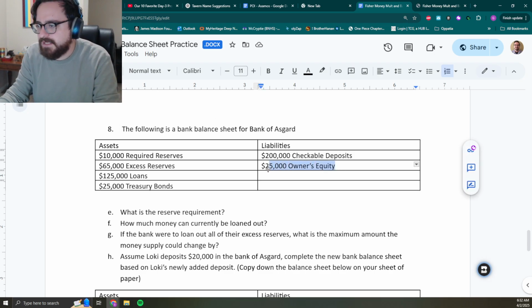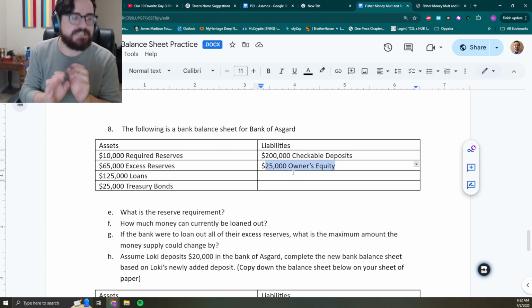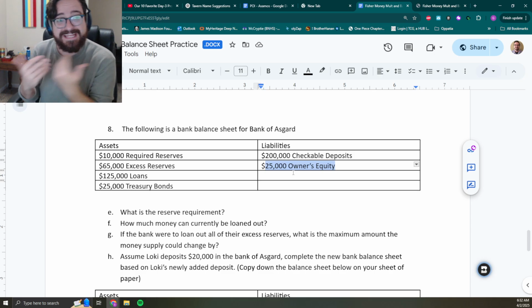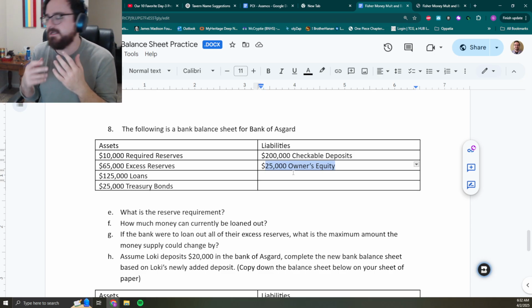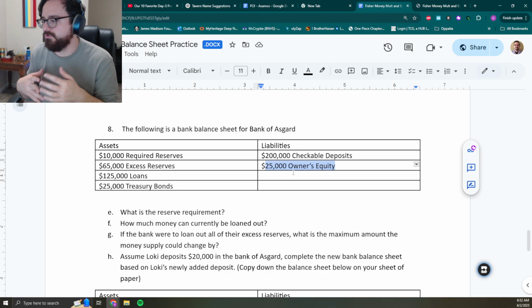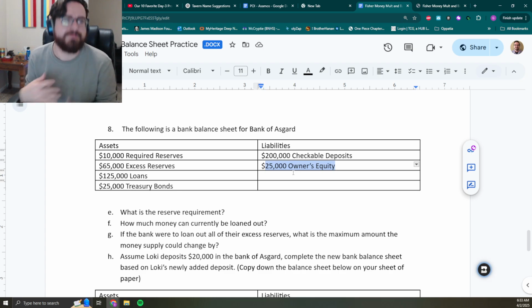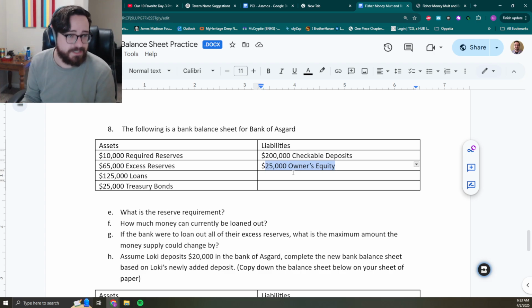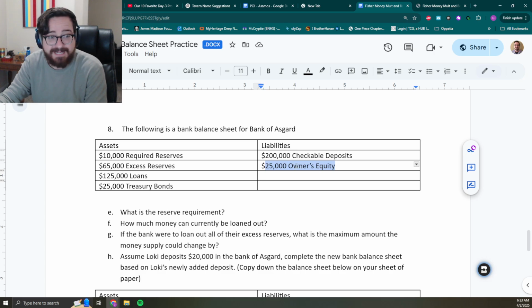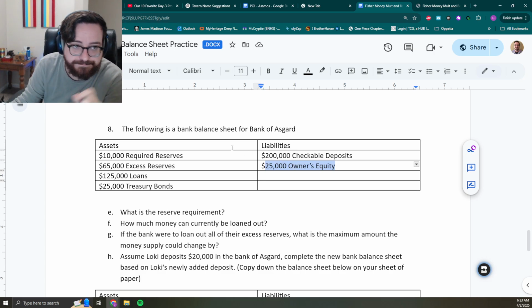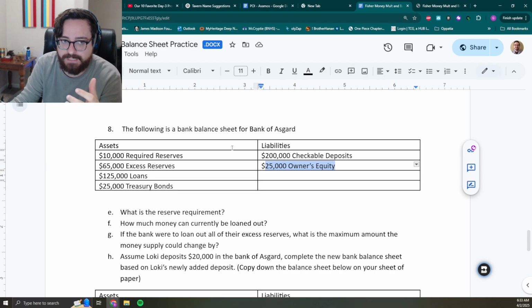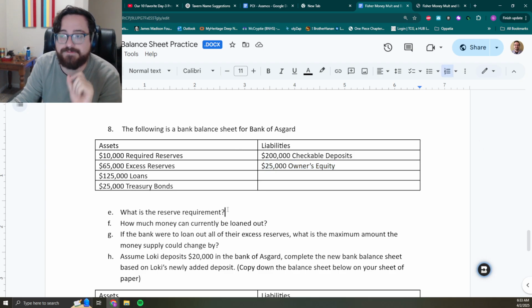You also have $25,000 of owner's equity. Again, I'm going to remind you guys, that's just money the owner of the bank has put into the bank as kind of an investment. It's not money the bank has to necessarily pay back, although the owner does want their investment back at some point, which is why it's a liability. But what I'm telling you is it's not a deposit. That's the important categorization here. It is not a deposit, which matters for this very first question here.